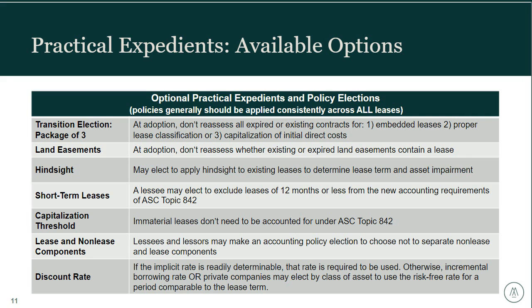Short-term leases: a lessee may elect to exclude leases of 12 months or less from the new accounting requirements, but as we've already talked about, that's a pretty slippery slope because we have to look at whether or not that's expected to continue past the 12 months. There is a capitalization threshold. Immaterial leases don't need to be accounted for. Please, on this one, if you are going to take this, we have this conversation daily with our clients about immaterial leases. Most companies are going to say, we're not going to try to do all this work for immaterial leases. But we have to think of it in its own instance and leases in the aggregate.